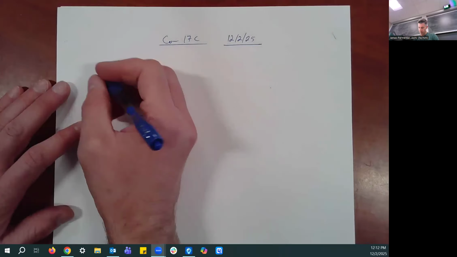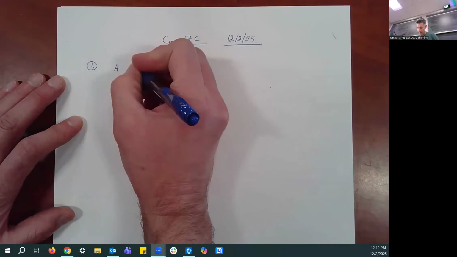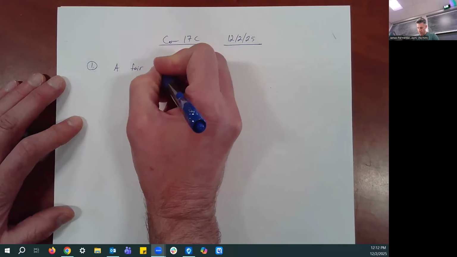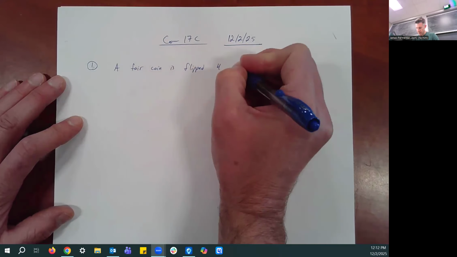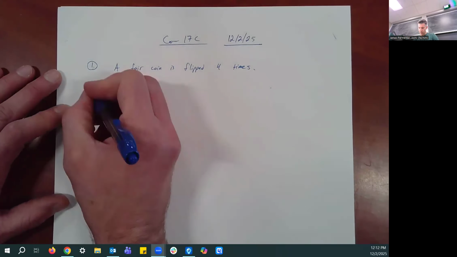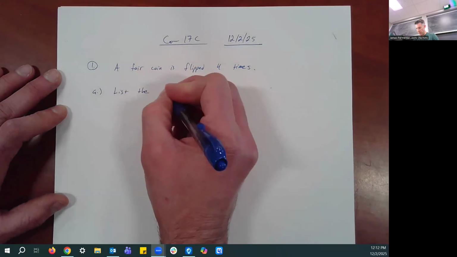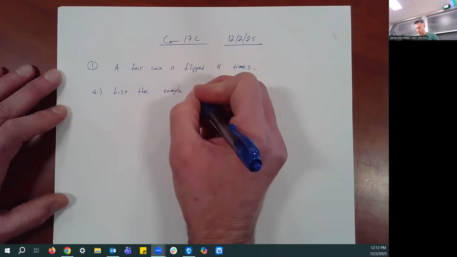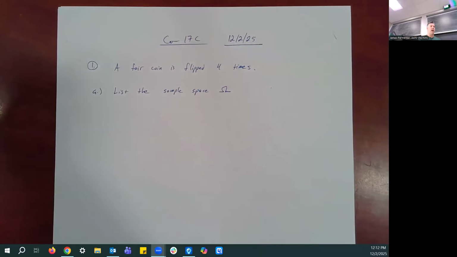Let's do an example, and then we'll talk through some things. Let's say we flip a fair coin four times. We're going to start by first listing the sample space. The sample space, often denoted with the Greek letter omega, is the list of all the things that can happen, essentially all the possible outcomes.